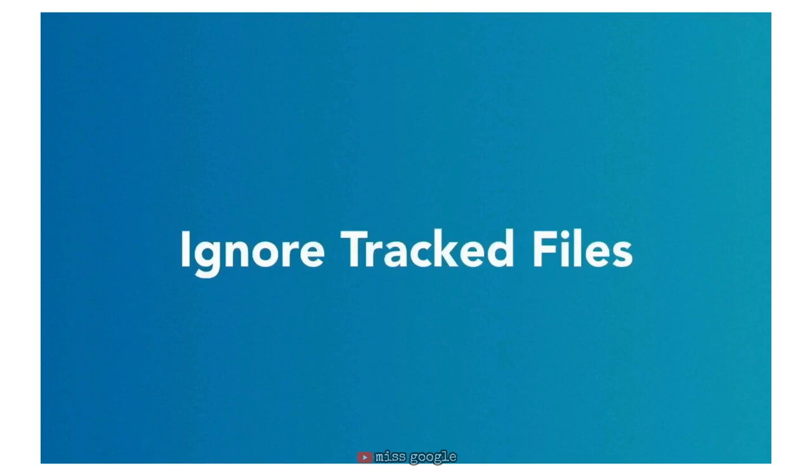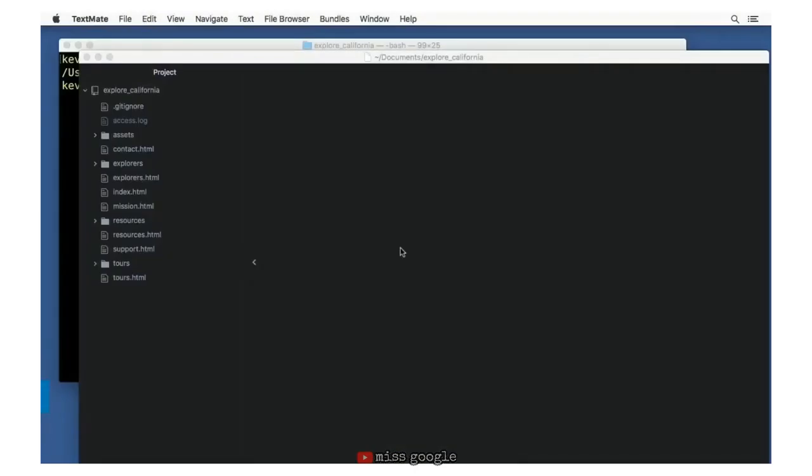However, it only applied those rules to untracked files. Files that are already being tracked are not ignored. Let's learn how to tell Git to ignore changes to files it is already tracking. Let me demonstrate it step by step.